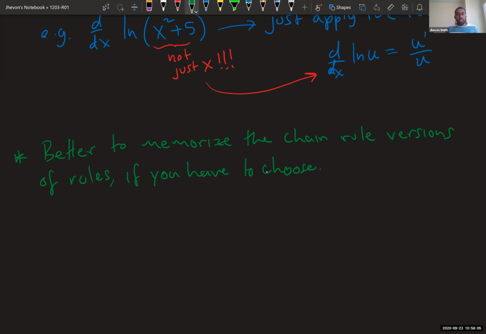So some students don't mind memorizing. They're very good at it. They can memorize 100 rules, right? They're biologists, so they're used to memorizing all sorts of stuff. So if you're good at memorizing, memorize everything. Memorize all you want. If you're not really into memorizing and you want to memorize the minimum amount of things that you have to, then if you want to forget some formulas, I would forget the non-chain rule version. It's better to memorize the chain rule version.